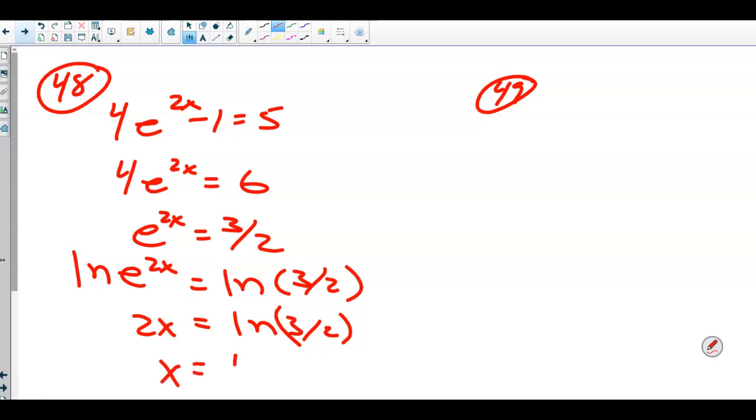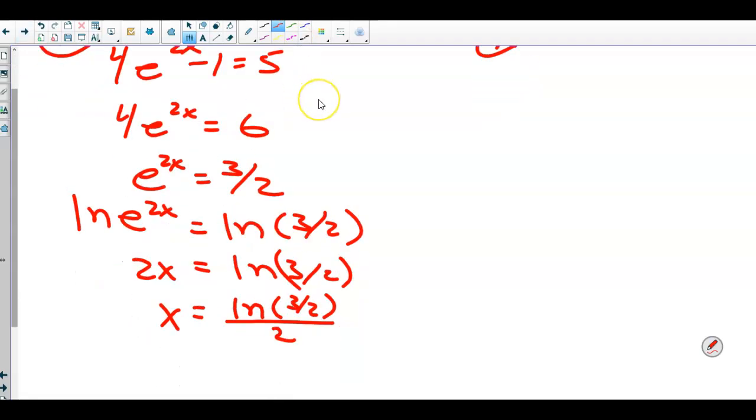And to finish, this is what you're putting into your calculator: the natural log of 3 over 2 divided by 2. And that's going to be your answer. Can someone tell me what they got in their calculator? Can someone give me a value for x, please? You got it. 0.2 what?